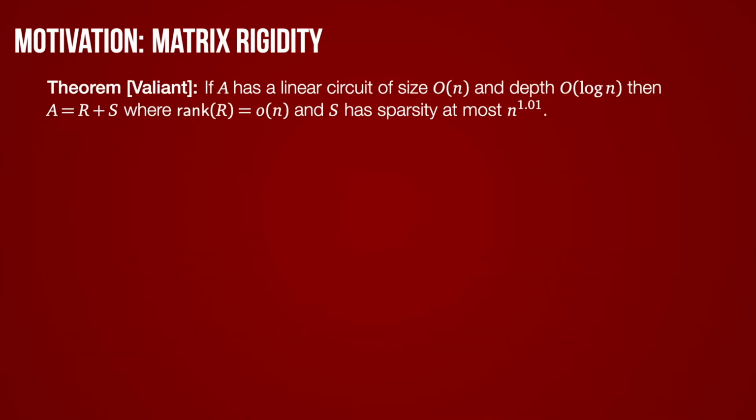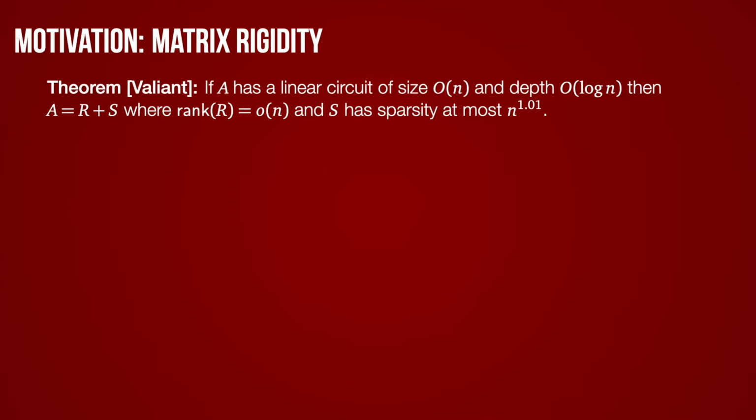A very related concept, which was in fact defined in the same context, is the notion of matrix rigidity. So this is a famous theorem of Valiant, which says that if A is a matrix, or more precisely a linear transformation that has a linear circuit of logarithmic depth and linear size, then A can be written as a sum R plus S, where R has a very low rank, little o of n, and S is a very sparse matrix.